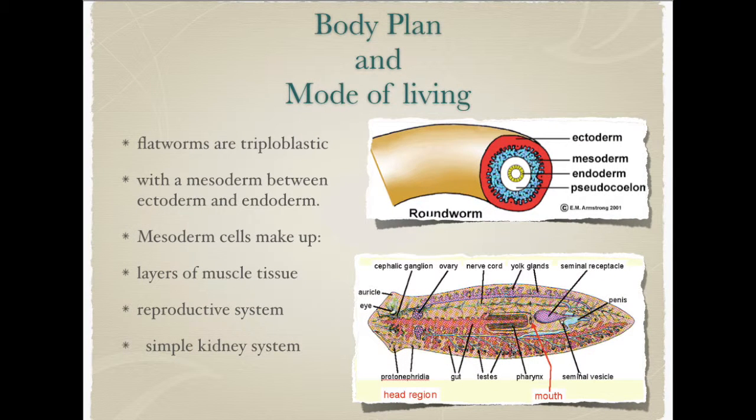Flatworms are triploblastic animals with a mesoderm between the ectoderm and the endoderm in the embryo. The mesoderm cells make up a layer of muscle tissue, a simple reproductive system, and a simple kidney system to control the amount of water in the body. The body therefore has well-developed tissues and organs arranged into organ systems.